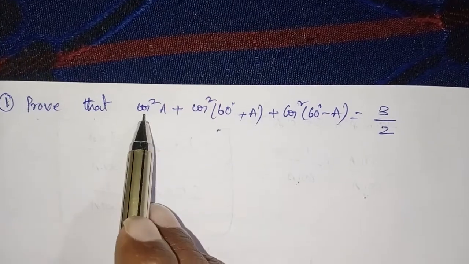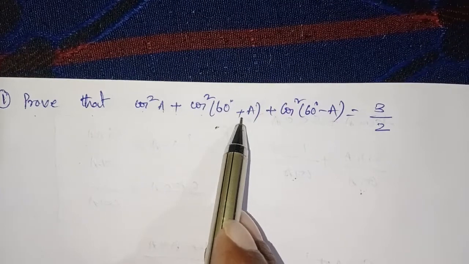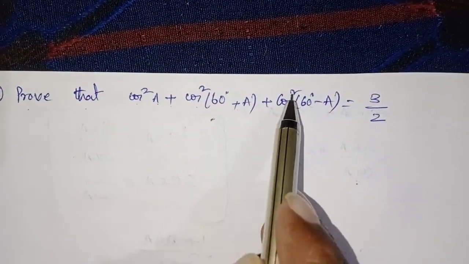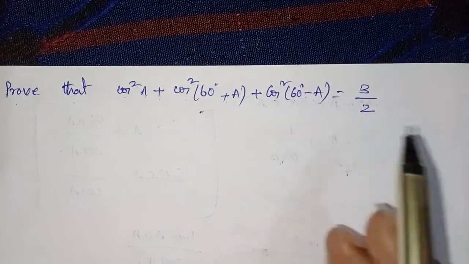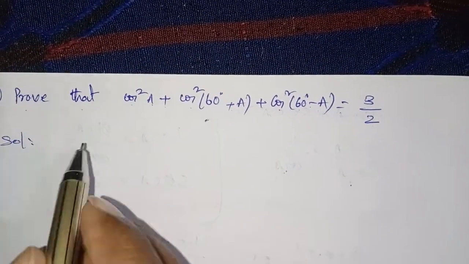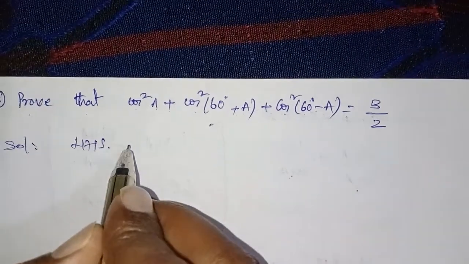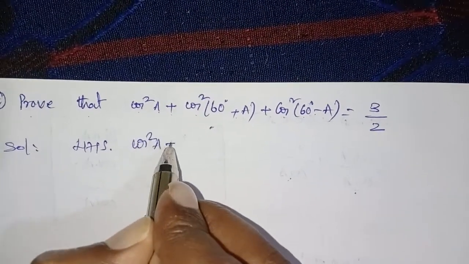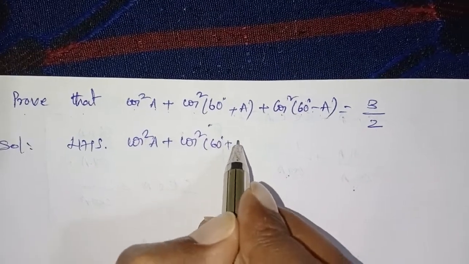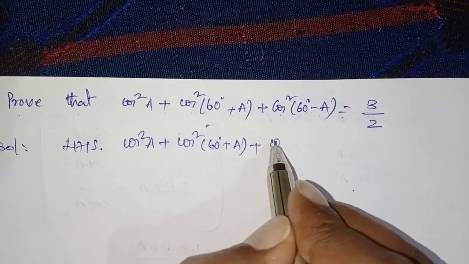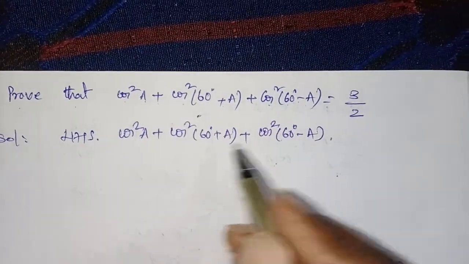Prove that cos²A + cos²(60° + A) + cos²(60° − A) is equal to 3/2. So let's consider the LHS value. LHS value is cos²A + cos²(60° + A) + cos²(60° − A).